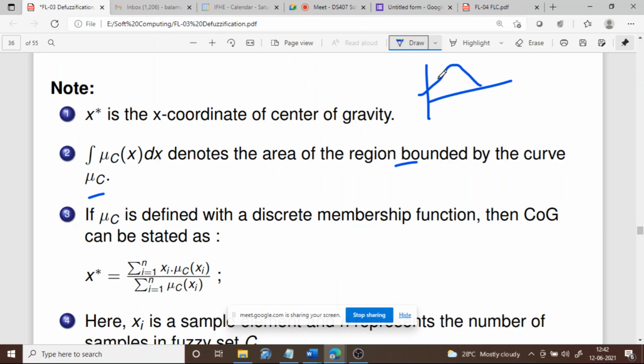Okay, if you integrate between some points on a function, say a and b, on a function represented by f of x, then you will get the area of this portion. If you integrate the entire curve, then you will get the area of the whole curve. So the integration of mu c of x dx denotes the area of the region bounded by the curve.